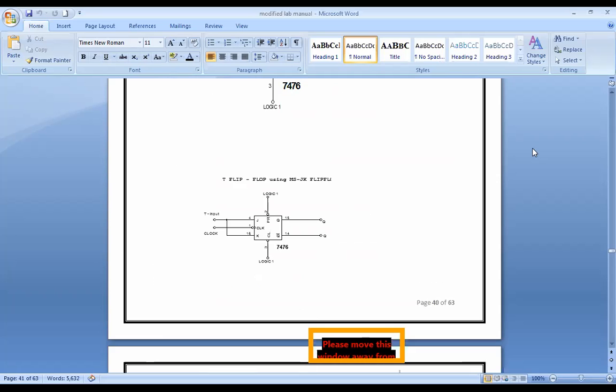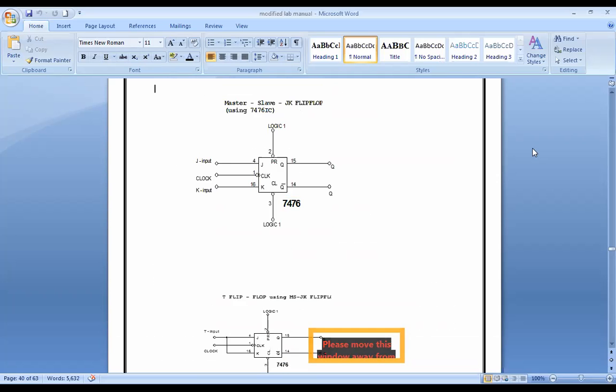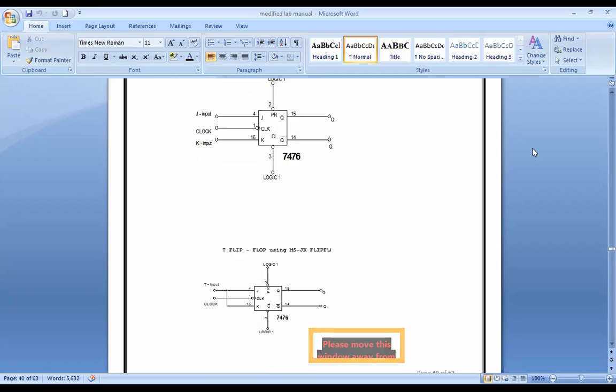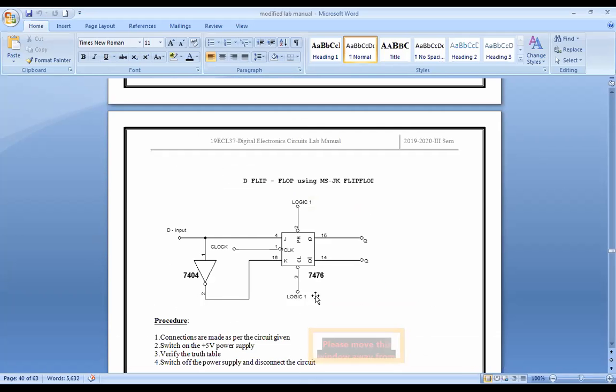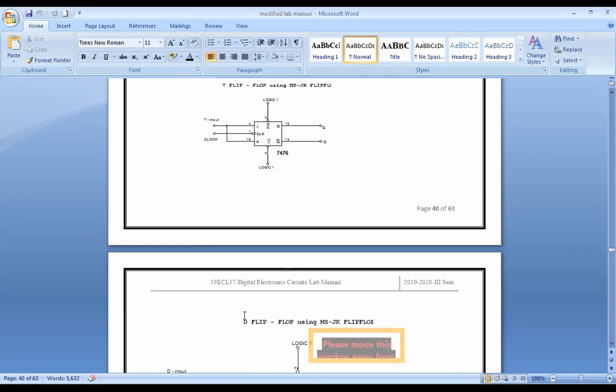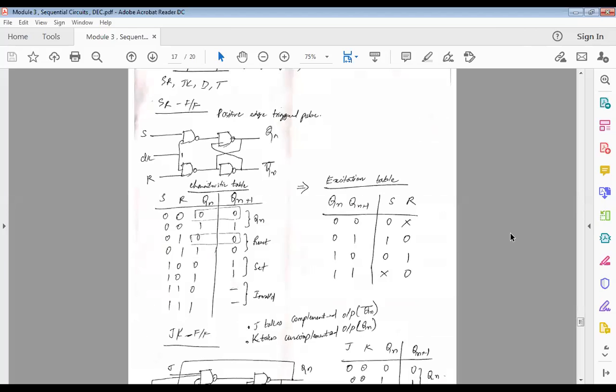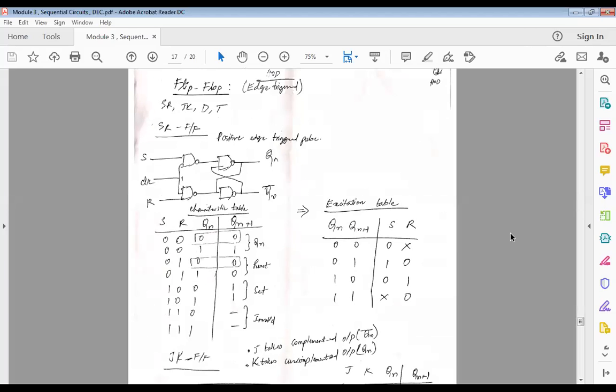Before we get into it, first we will understand how your JK flip flop is, and then we will understand how your T flip flop is, and then we will understand how your D flip flop works. Okay. Right. So I think all of you are able to see the screen.